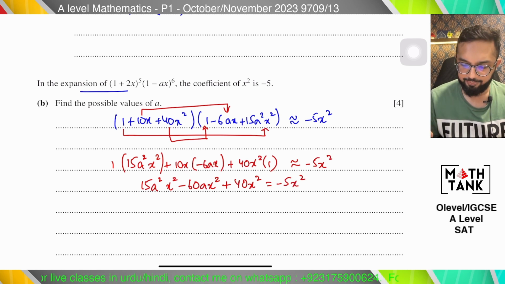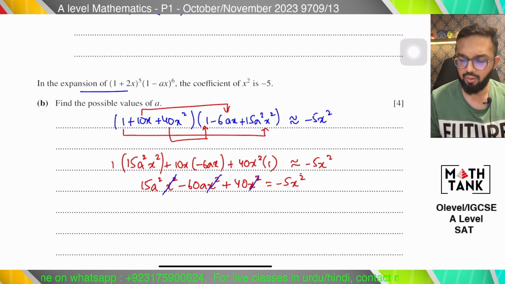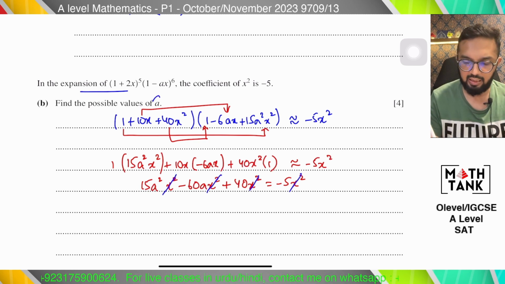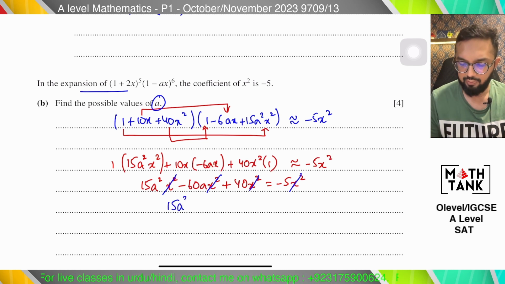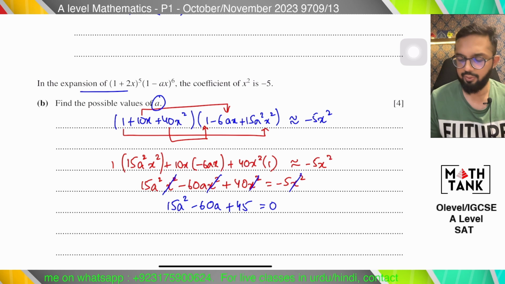Then I see x squared in all the terms. Can I just cancel that out? I'm taking it common and cancelling it out because x squared is irrelevant. I'm trying to find the values of a. So 15a squared minus 60a, and then I have plus 45 equals 0.